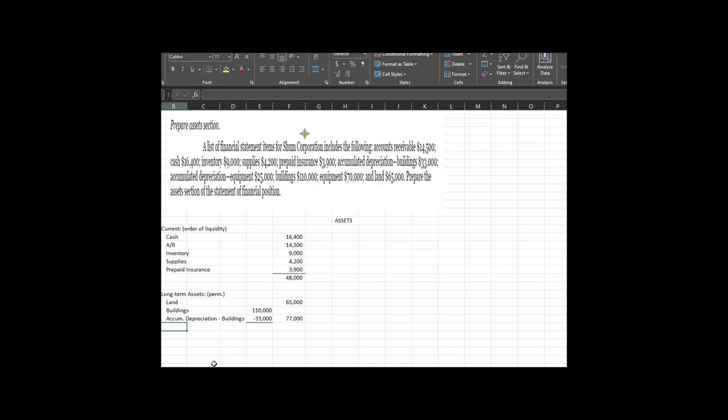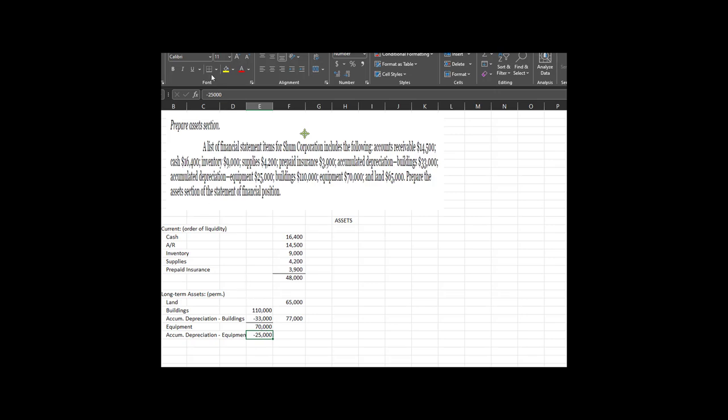All right, so going back to this. Now we have our equipment. And our equipment is gonna be the same thing. We're putting it below buildings because equipment is less permanent than our buildings. But they are still a long-term asset, and how much do we have for our equipment? We have 70,000 for our equipment. Gosh, I'm sorry, I said building. And we have, same thing, accumulated depreciation for our equipment. And how much do we have? 25,000, all right, minus 25,000.